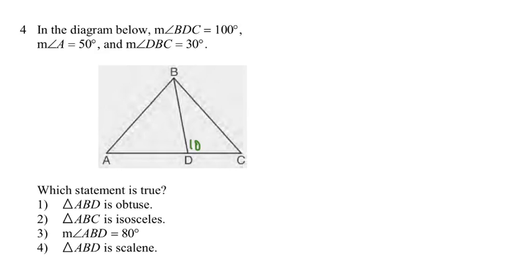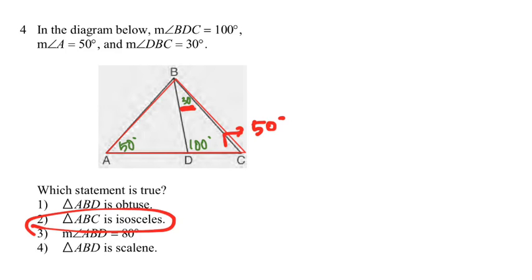So here we have, in the diagram below, angle BDC is 100, and angle A is 50. Now, angle DBC here is 30. Next thing we get to realize is which statement is true, because that's 30. Then we should be able to figure out the angle C here, which is equal to 50. Then we get to realize that the triangle outside must be an isosceles triangle. So therefore choice 2 becomes the answer.